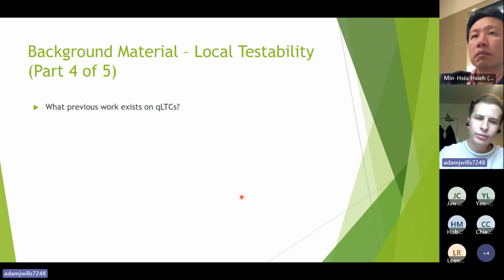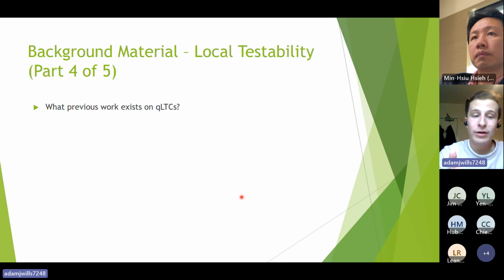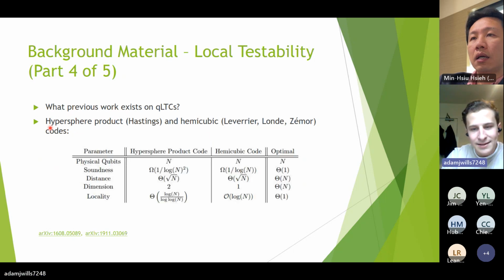So what previous constructions are there of quantum locally testable codes? Well, there are 3 papers that deliver us quantum locally testable codes, and I'm showing 2 of them here. There's one due to Hastings, who presents the hypersphere product codes, and there's one due to Leverrier, Londe, and Zémor, who present the hemicubic codes. I'm putting them together because they have quite similar parameters. And so these are their parameters. This is the optimal scaling of everything.